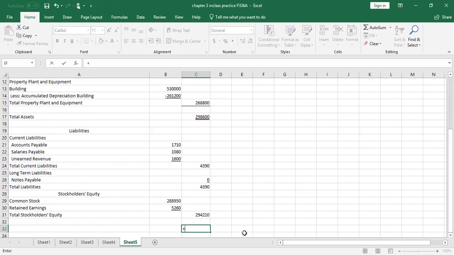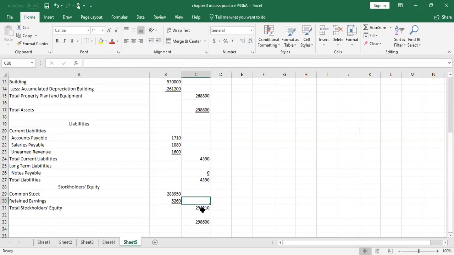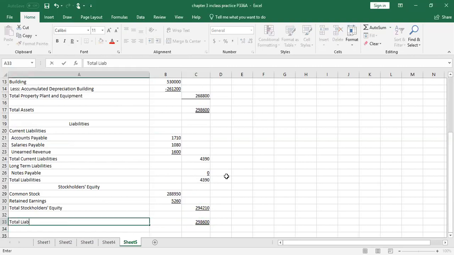Now we have to add together our total liabilities and our total stockholders' equity and label it. Well, first let's underline that and double underline that total. Total liabilities and stockholders' equity, and that equals total assets. Yay. Our financial statements are done for Guthrie & Company. Well, the financial statements we need to complete.